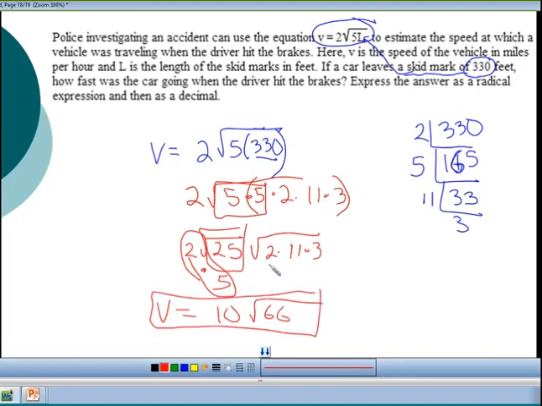So what I did was I multiplied my 2 times my 3 and 11 to give me the 66. And I multiplied my 2 times my 5 out in front. So your reduced, simplified answer is 10 square root of 66.